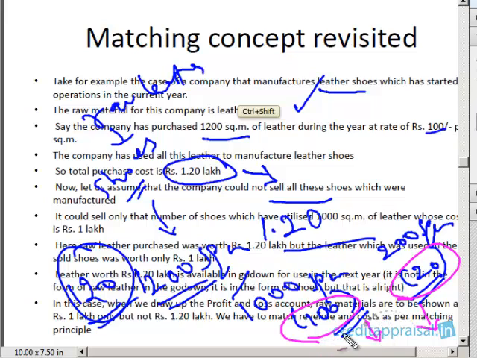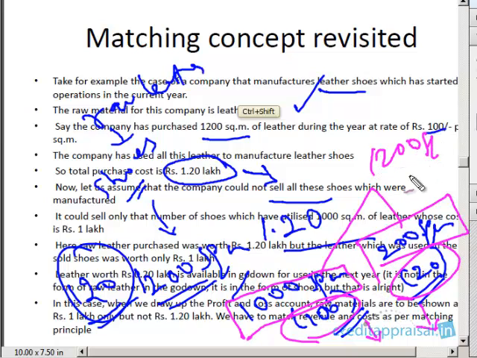To manufacture these 100 shoes, the company has utilized 1000 square meters of leather, and to manufacture these 20 unsold shoes, the company has utilized 200 square meters of raw leather. Put together, this is the 1200 square meters of raw leather which the company has purchased. So the entire purchased raw leather has gone into the manufacture of shoes. Are you clear with the scenario? The entire leather has been converted into shoes. There is no raw leather left. The entire raw leather has been converted into shoes, but all the shoes could not be sold.